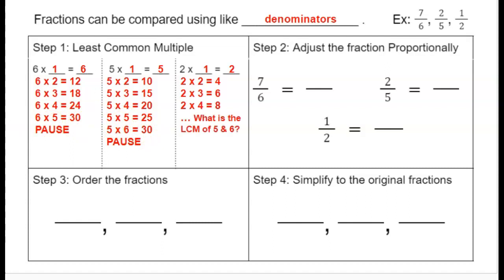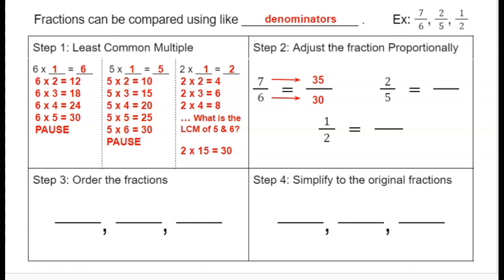So what is the least common multiple of 5 and 6? That would be 5 times 6 equals 30. So that's what we're going to use for our common denominator. We turn our 6 into 30 by multiplying by 5. And what we do to the bottom, we do to the top.